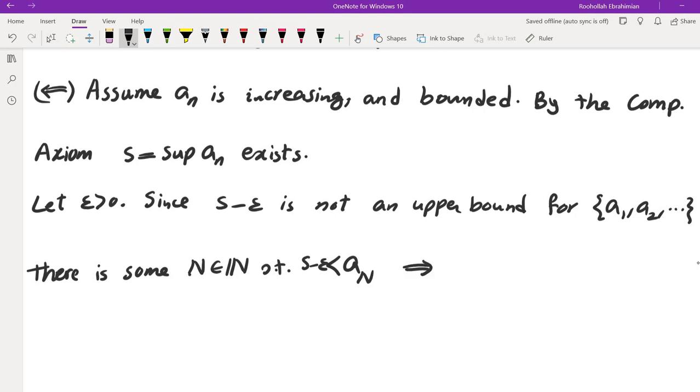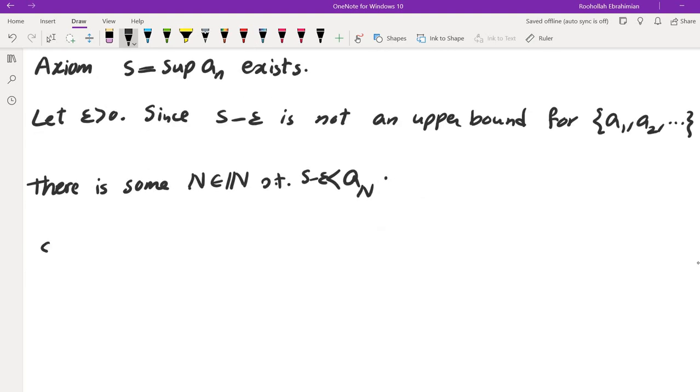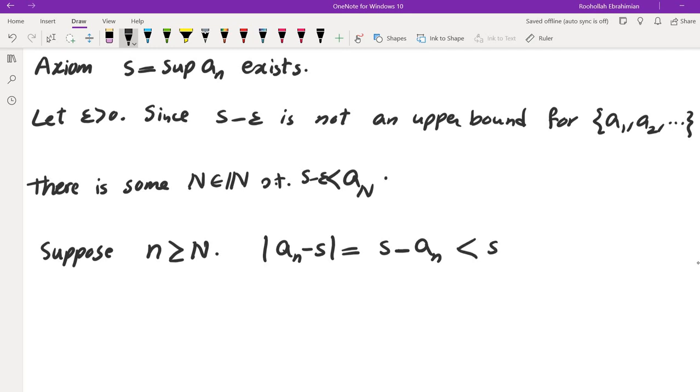So this means, let me write it down here. Suppose n is greater than or equal to capital N. If you look at S minus A_n, because S is a supremum, this is going to be less than S minus A_N, which is less than epsilon. This is less than or equal to.